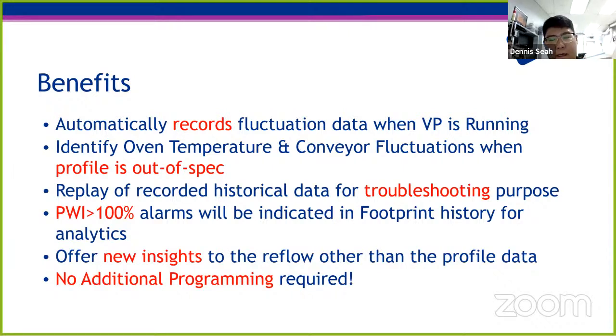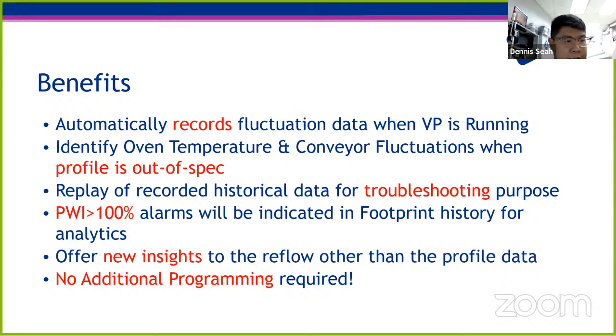So right now, if your profile is out of spec, you go to troubleshooting, you can see the temperature deviation, but that's the maximum temperature deviation. It does not tell you how long this deviation has been, or whether it is a 1 second, 2 second thing, or a continuous thing that occurred from the start of the VP. All this data is actually recorded, and you can use it for troubleshooting purposes.